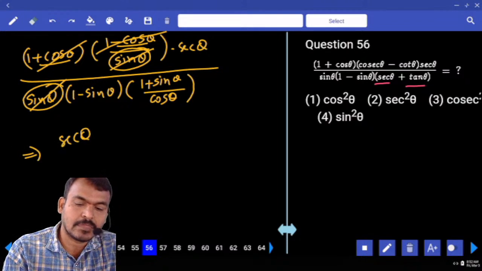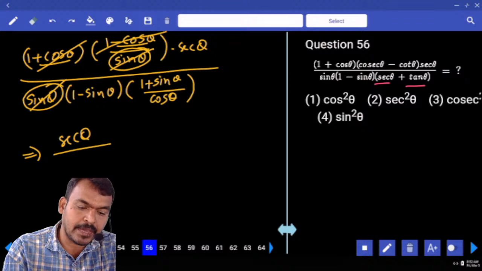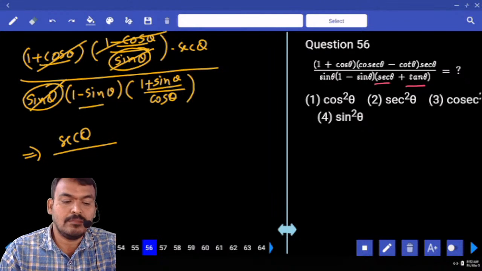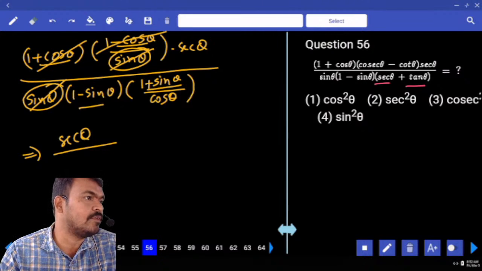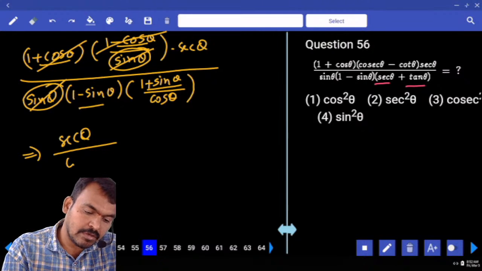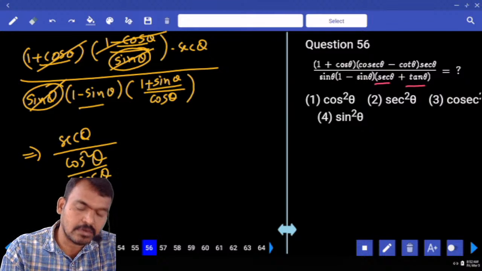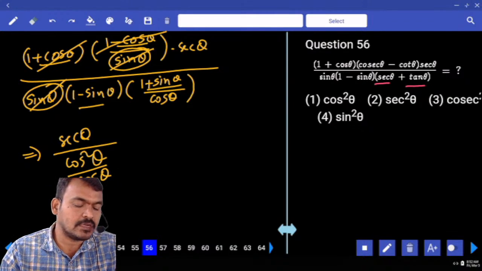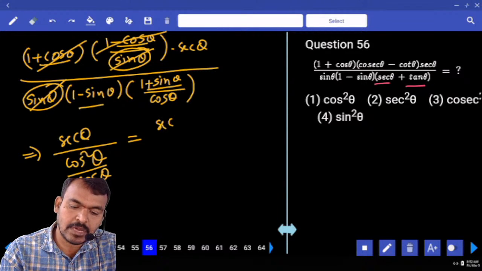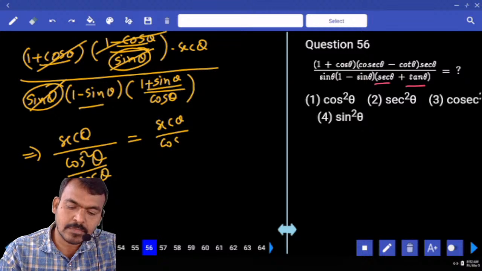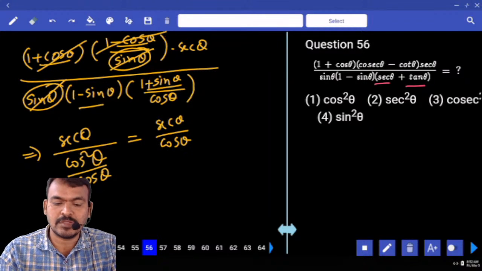Secant theta. Secant theta by 1 minus sin theta into 1 plus sin theta, that is 1 minus sin square theta. This one we write as cos square theta. Divide cos square theta by how much value? Cos theta. Cos square theta by cos theta means we get cos theta. Then we write secant theta by cos theta. Secant theta by cos theta means we are getting cos square theta or secant square theta?